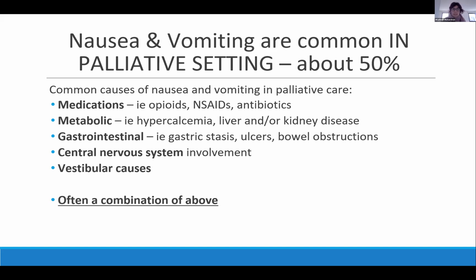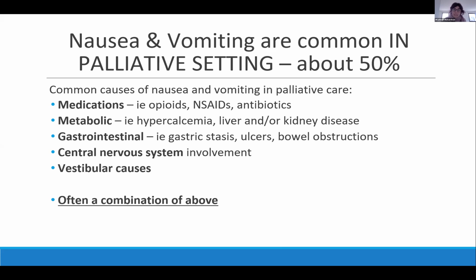So other important causes to think about are metabolic causes, so things like hypercalcemia, which we may see in patients with bone metastasis from a cancer diagnosis, and nausea and vomiting are common in patients with advanced liver disease and also advanced kidney disease from the uremia, high levels of urea in the blood.